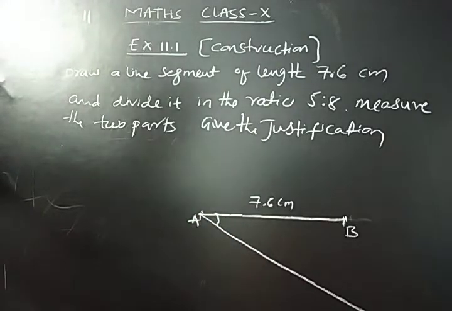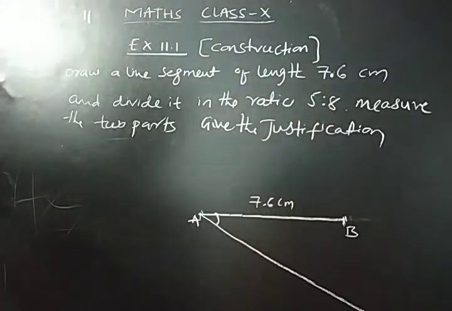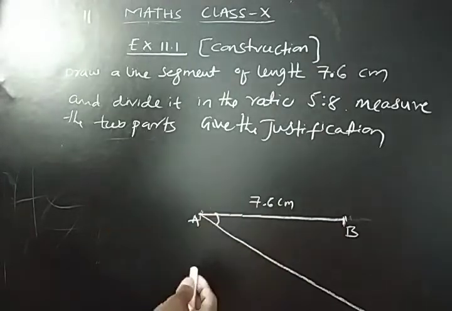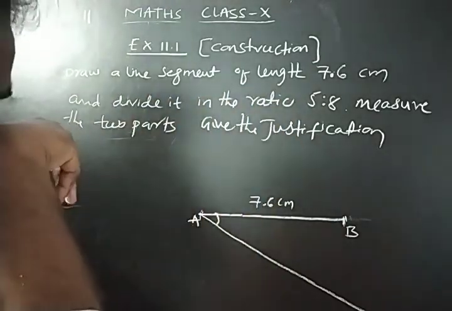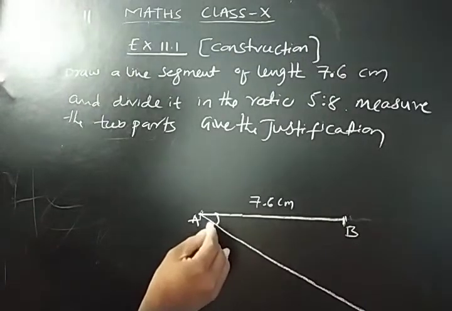And what is the ratio we need? 5:8. Add these two: 5 plus 8, 13. So we have to locate 13 points on AX. AX is a ray which is making an acute angle with AB. 5:8 means 5 plus 8, 13 points we have to locate on AX. So I am locating 13 points.